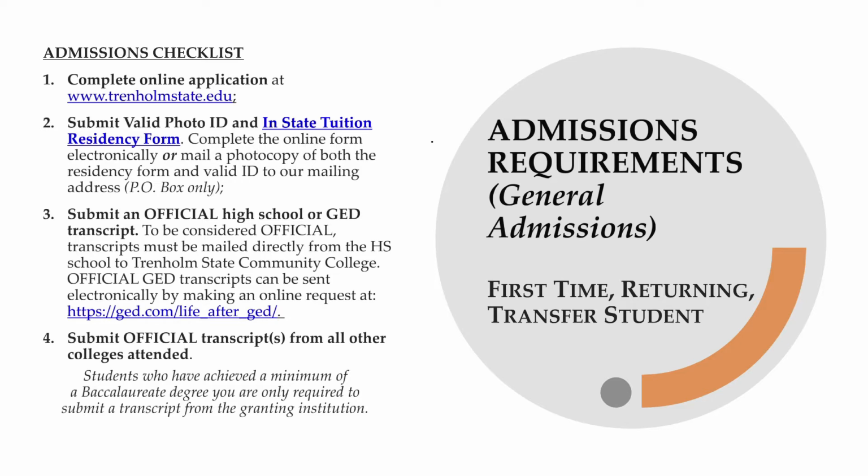Next, you will submit an official high school transcript or GED transcript. In order to be considered official, transcripts must be sent directly from the high school to Trenum State Community College. Official GED transcripts can be sent electronically by making an online request at ged.com/lifeafterGED. These links are also provided for you on the admissions webpage.